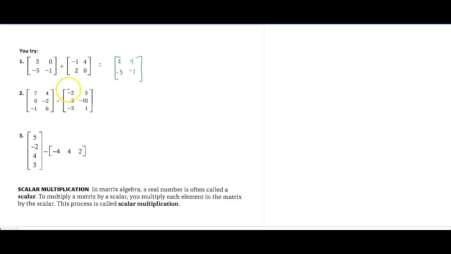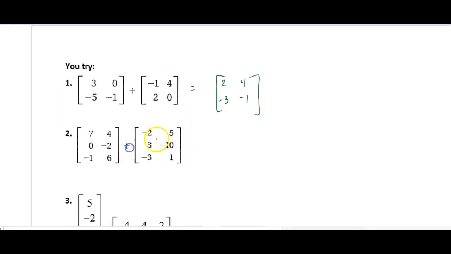The next one, since I'm subtracting, I'm going to go ahead, switch the subtraction to addition, and then change all of these signs. So 7 plus 2 would give me 9. 4 plus negative 5 is negative 1. 0 plus negative 3 is negative 3. Negative 2 plus 10 is 8. Negative 1 plus 3 is 2. And then 6 plus negative 1 is 5. And I am done.